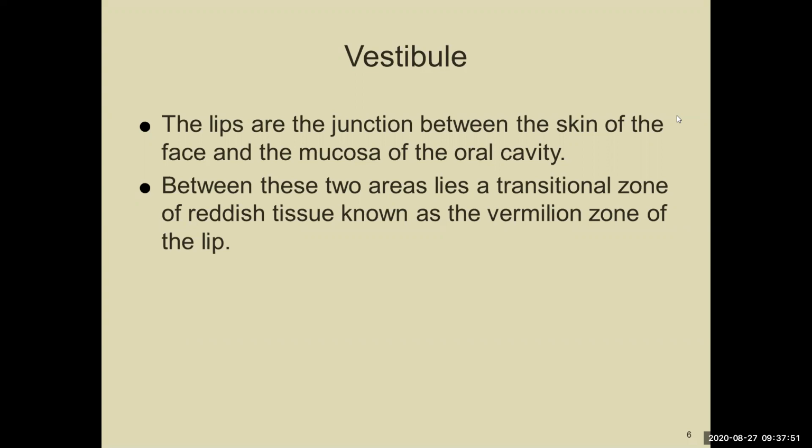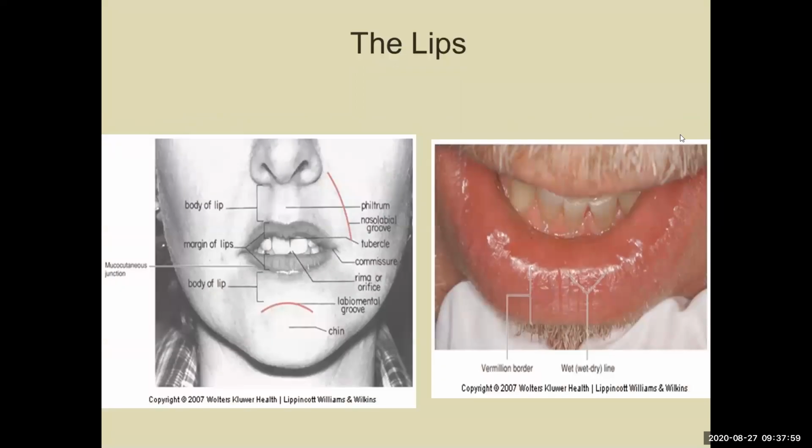If you've got your book out, this is a course where it's good to have your book out so you can be looking at pictures while we're going along, because a picture is going to appear. If you can see this while I'm talking, it's better. You can see that this has all of the parts that we're going to be talking about. Now, the vermilion zone is this area here, that zone between the mucosa, the lining, and the outer keratinized tissue here.